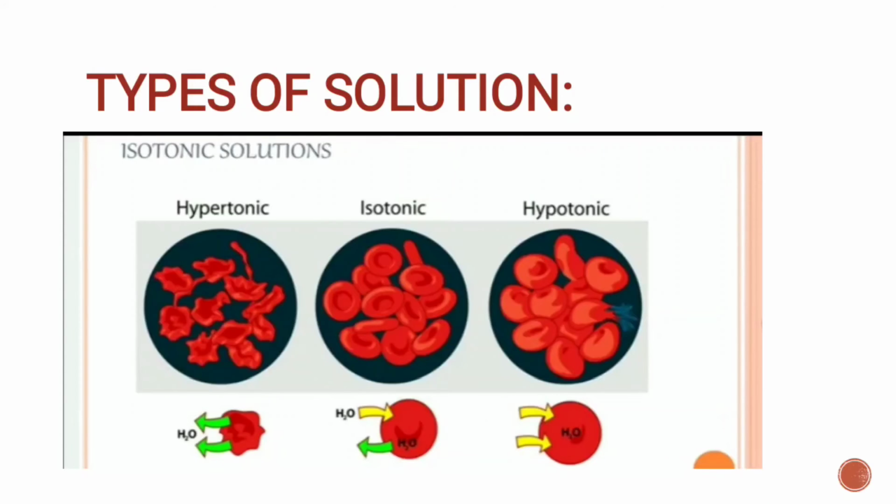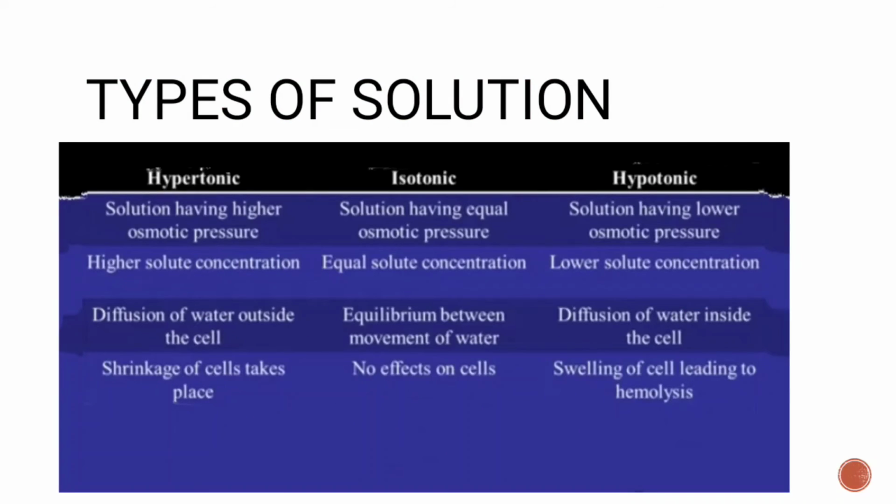So moving to the next slide. Here are the types of solution and the difference between hypertonic, isotonic and hypotonic solution. So talking about the hypertonic solution, these solutions have higher osmotic pressure. Isotonic solution has equal osmotic pressure. Hypotonic solution has lower osmotic pressure. Talking about the concentration of solute, hypertonic solution has higher solute concentration, isotonic solution has equal solute concentration, and hypotonic solution has lower solute concentration.